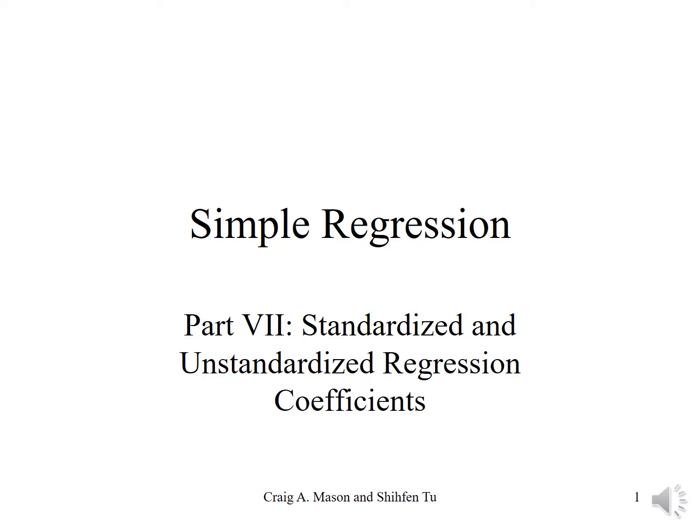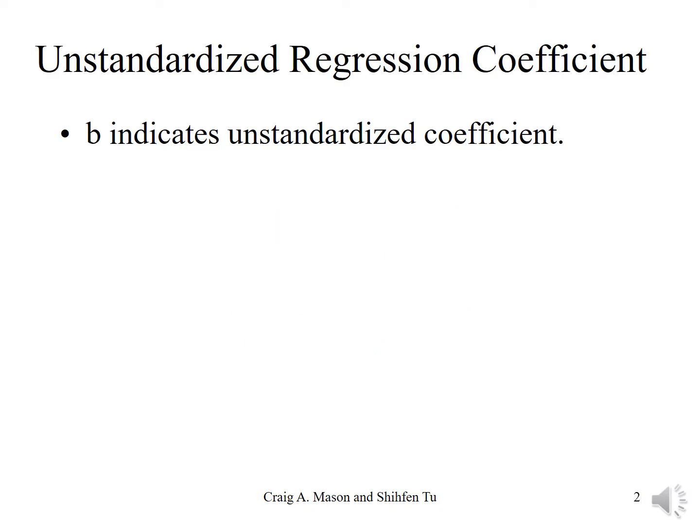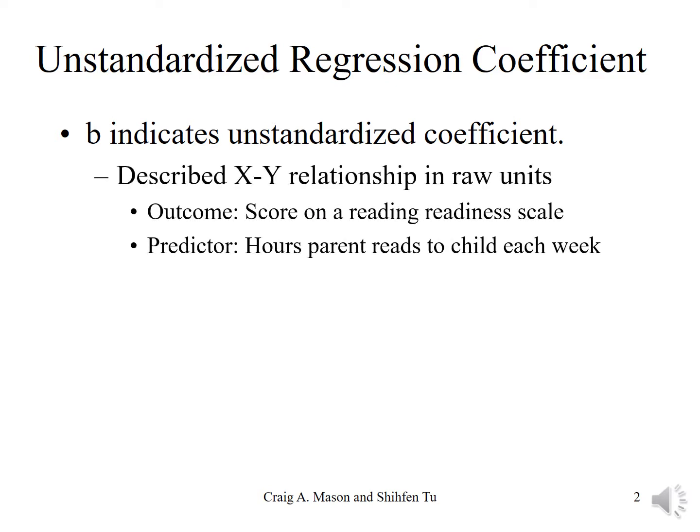In this video, we're going to introduce an alternative way of reporting regression coefficients. So far, we've only discussed what are called unstandardized regression coefficients. B0, our intercept, and B1, our slope, are unstandardized regression coefficients. Unstandardized regression coefficients describe the relationship between the predictor and outcome in terms of their raw units.